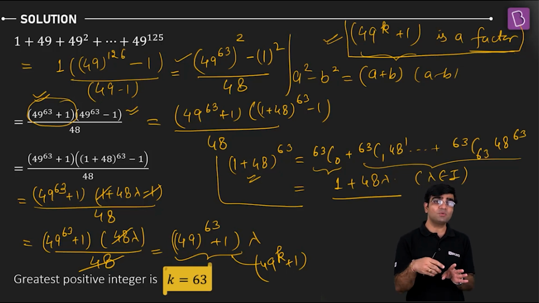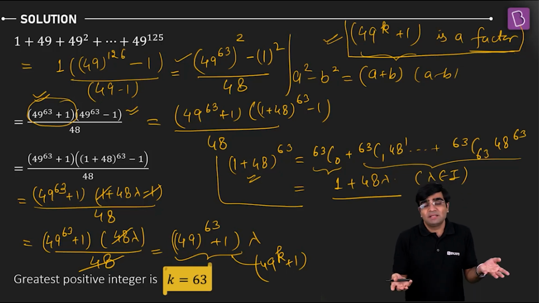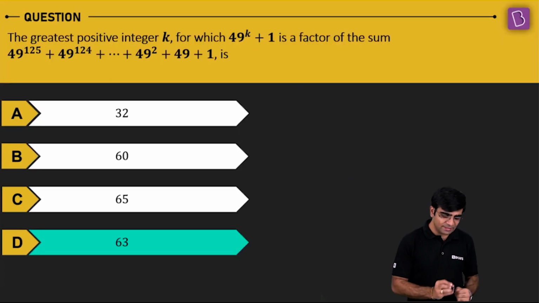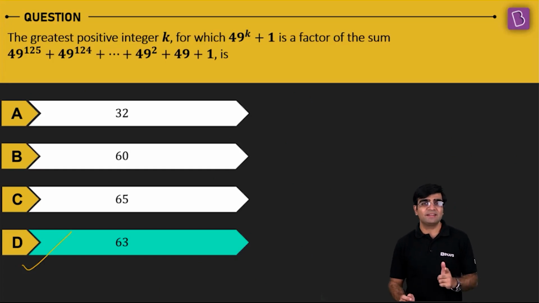But I am getting 49 raised to 63 plus 1. That explains all. K is nothing but 63. Got it? Perfect. Hence, I'll be taking option D as the correct answer.